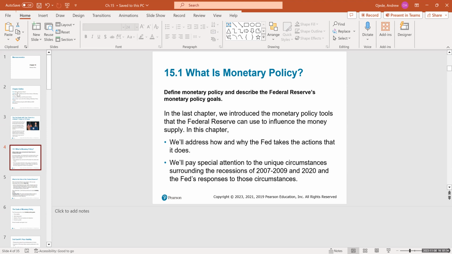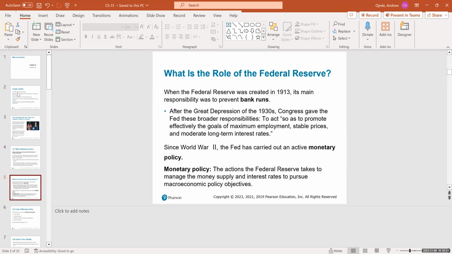We are going to address now how and why the Fed takes the actions that it does. That means the Fed has some goals to achieve in doing what it's doing today. There must be some intended goals. And then we will pay special attention to the unique circumstances surrounding the recessions of 2007 to 2009 and 2020, and the Fed's response to those circumstances.